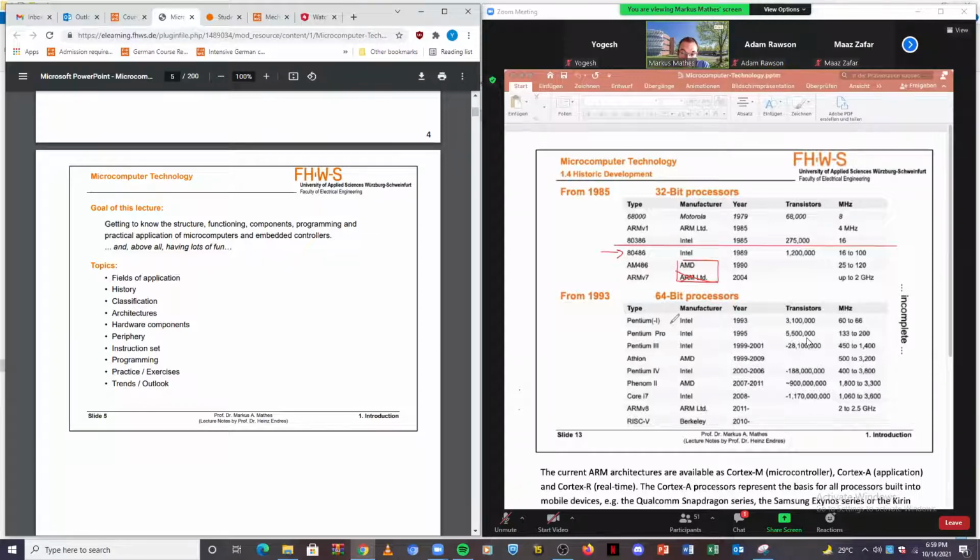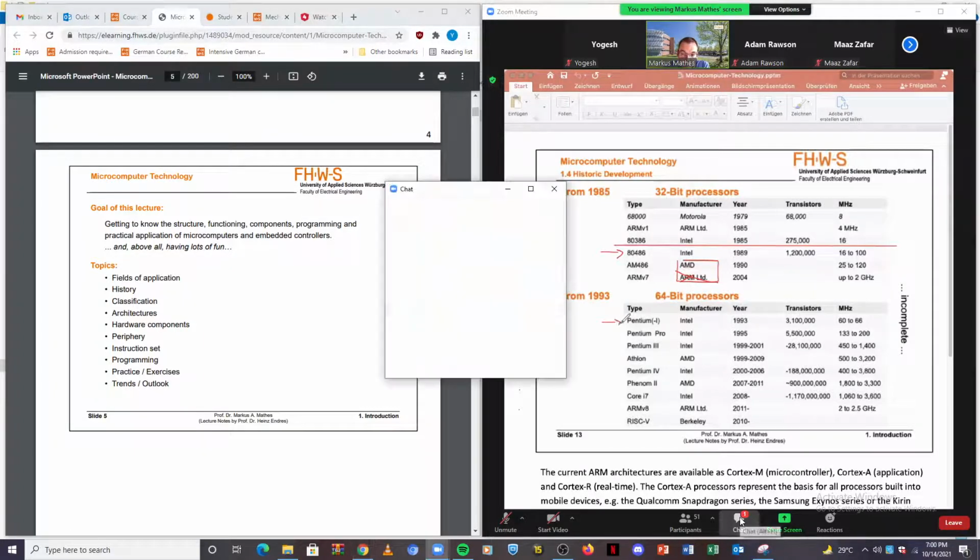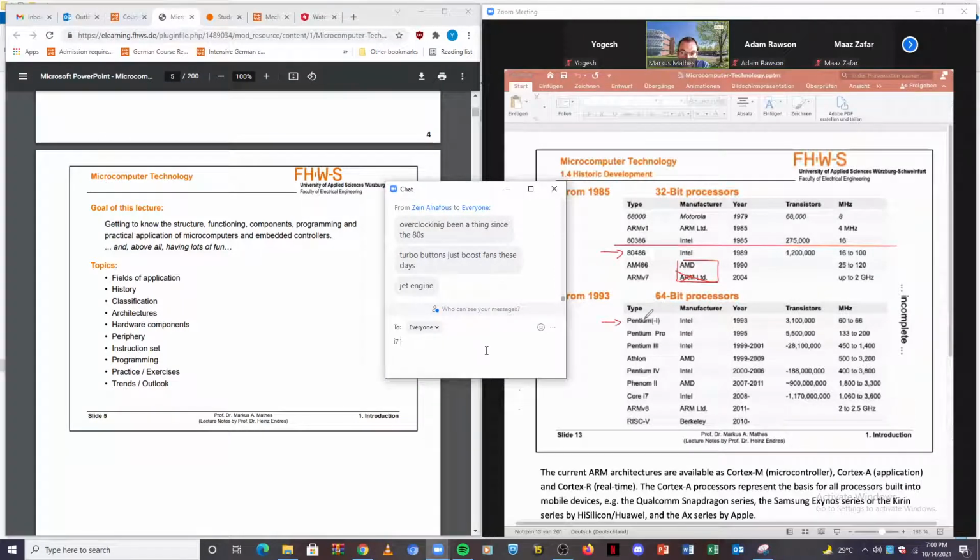And the first Pentium has been released in 1993, the Pentium or Pentium 1 by Intel. And this processor by Intel was very, very famous. Do you know why? Everybody knows the Pentium during this time.